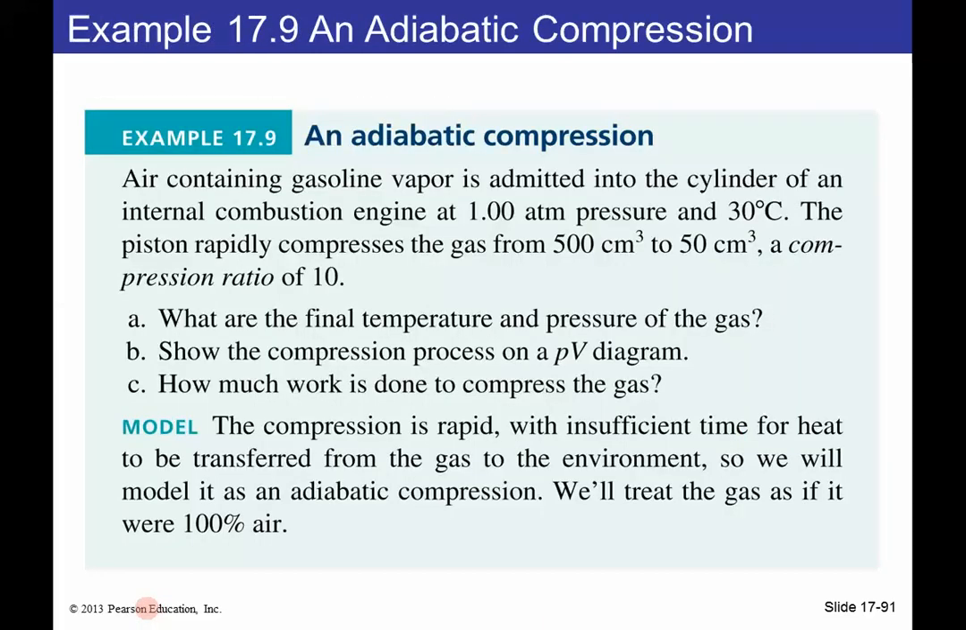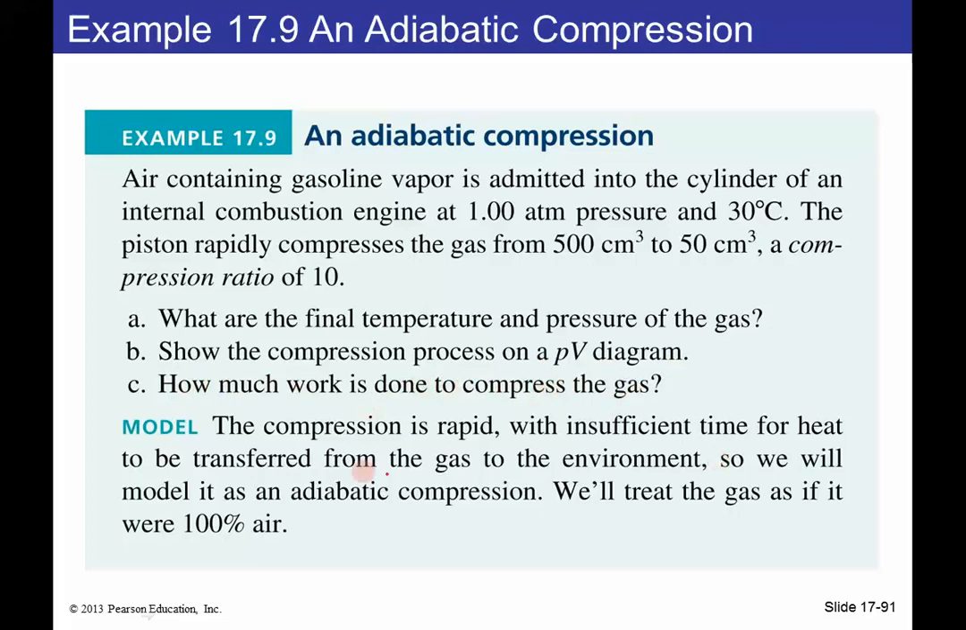So let's look at another example. Here we have an adiabatic compression. Air containing gasoline vapor is admitted into a cylinder of an internal combustion engine, right? The pressure is 1 atm and 30 degrees Celsius. So the piston rapidly compresses the gas from 500 centimeter cubed to 50 centimeter cubed, a compression ratio of 10. So what are the final temperature and pressure of the gas? Show the compression process in a PV diagram. How much work is done to compress the gas?